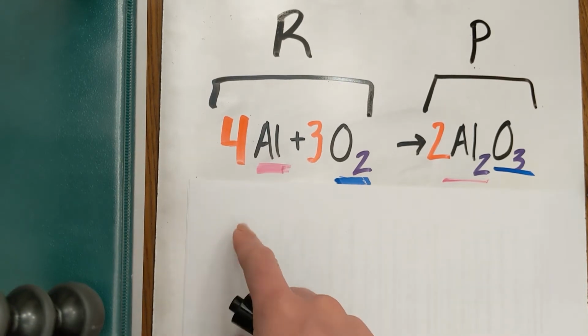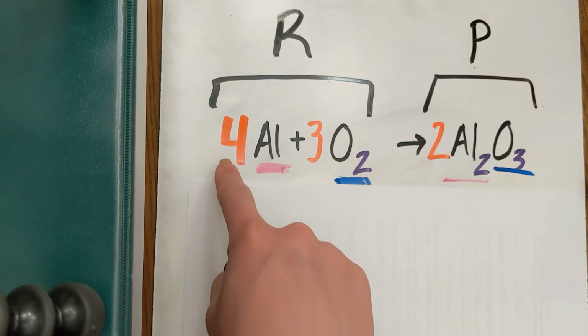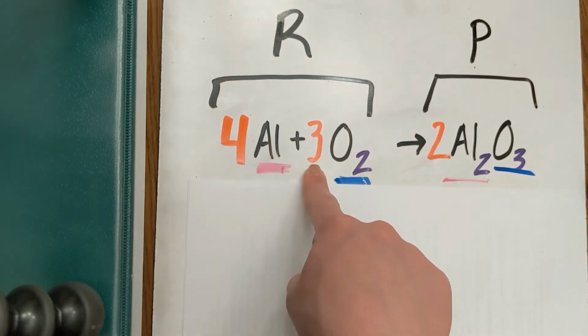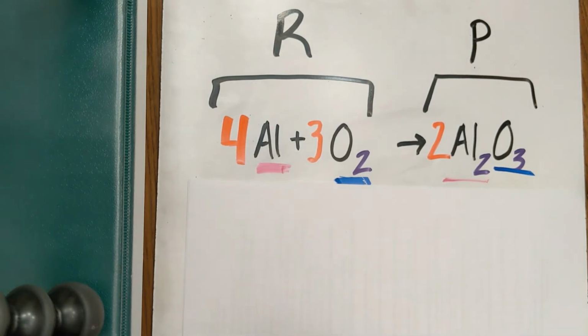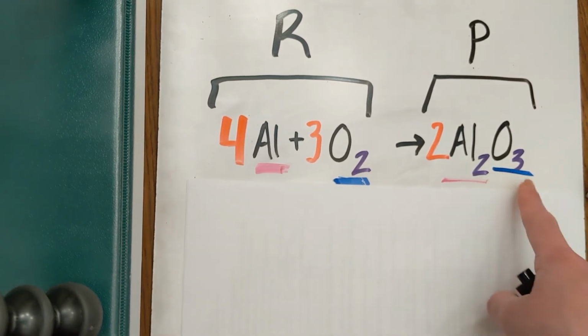The other part is that we're going to be using the words coefficients and subscripts. The word coefficients refers to the big numbers in front of each element or compound, so in this case the numbers in red. The subscripts refer to the little numbers, which are the ones in purple after oxygen, aluminum, and oxygen.